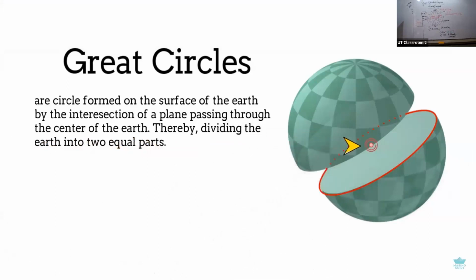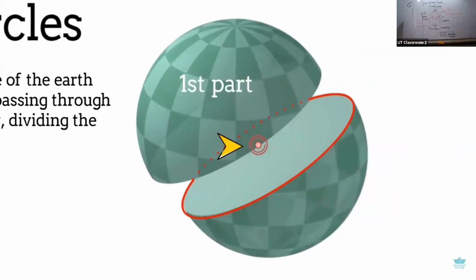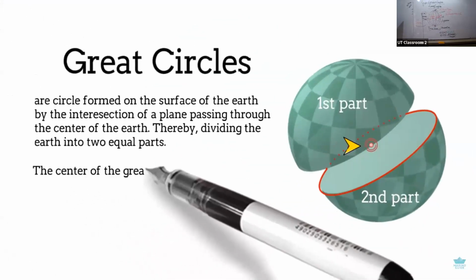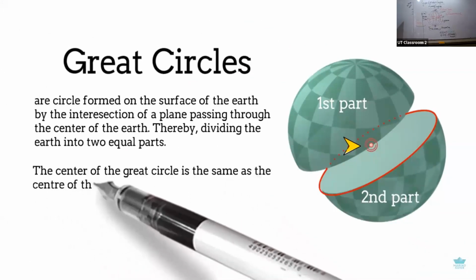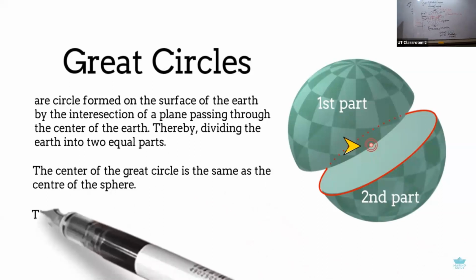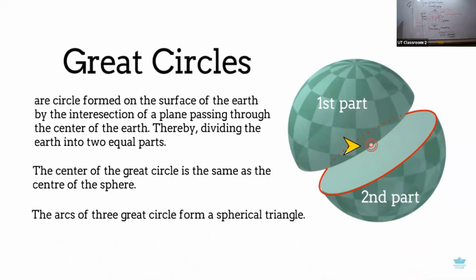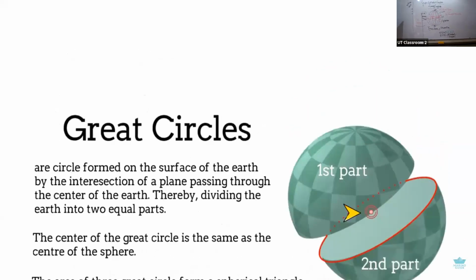And it divides the Earth into two equal parts. The first part and the second part. The center of the great circle is the same as the center of the sphere. Needless to say, the radius of the great circle is also the radius of the Earth. The arcs of three great circles form a spherical triangle. These spherical triangles will be used for solving problems which will be tackled in the other videos.